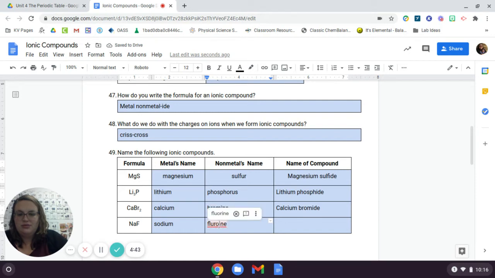So that becomes sodium fluoride. My fingers type too fast. There we go, sodium fluoride.